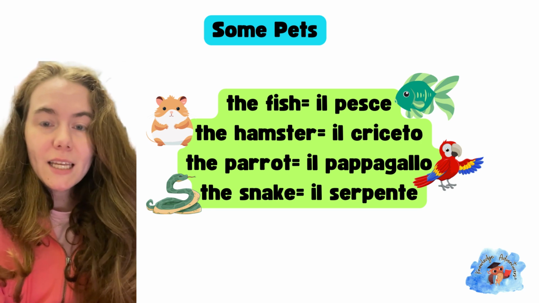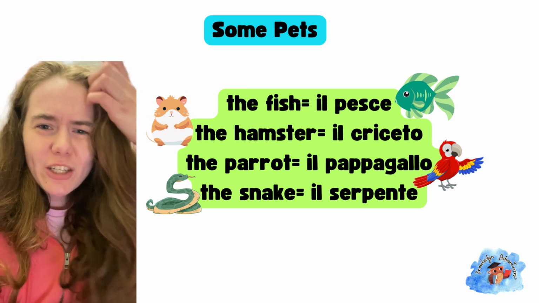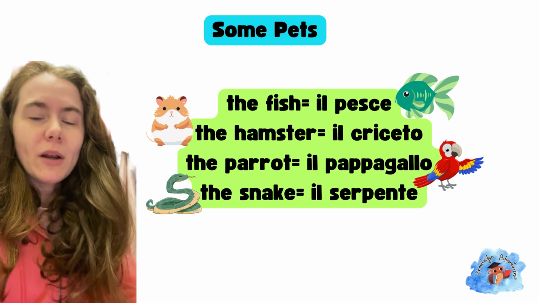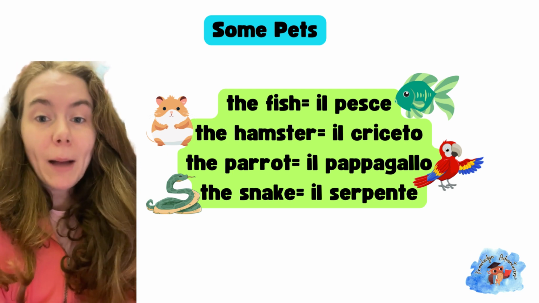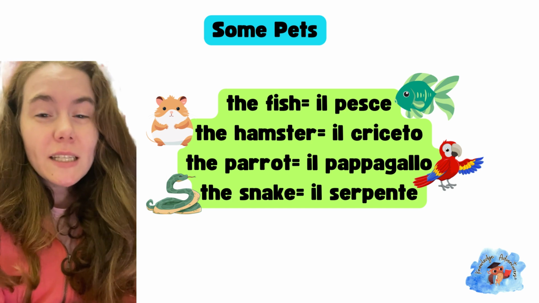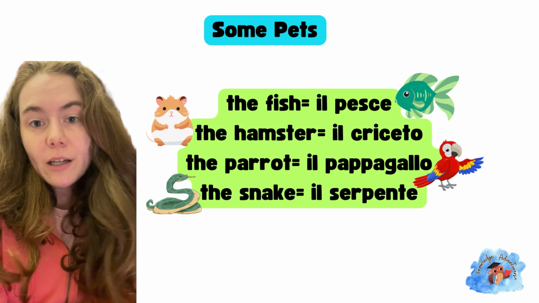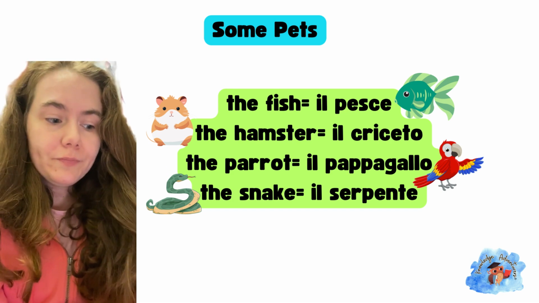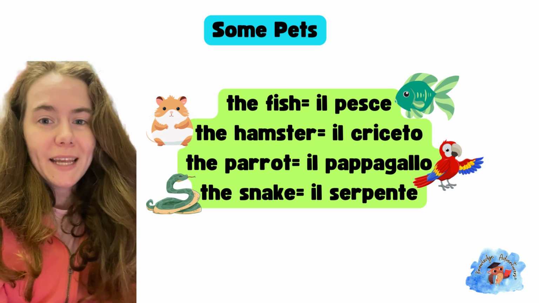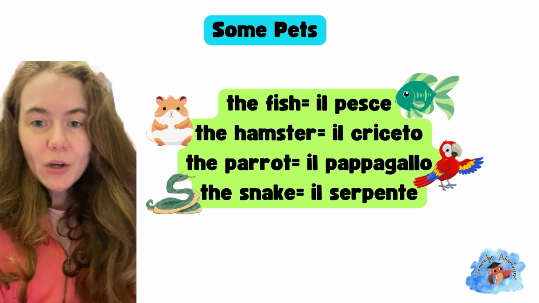The parrot, il pappagallo. I actually love this word. It's easier to remember than you think because parrots repeat stuff, right? And it says papa. It repeats itself. And it ends with gallo, which is nearly similar spelling to giallo, yellow. And parrots are very colorful, so it might help you to think of that. And also the snake, which is il serpente. Sounds like serpent. Il serpente.